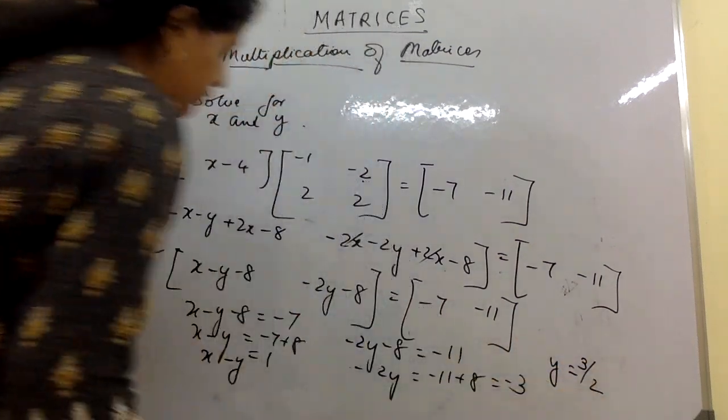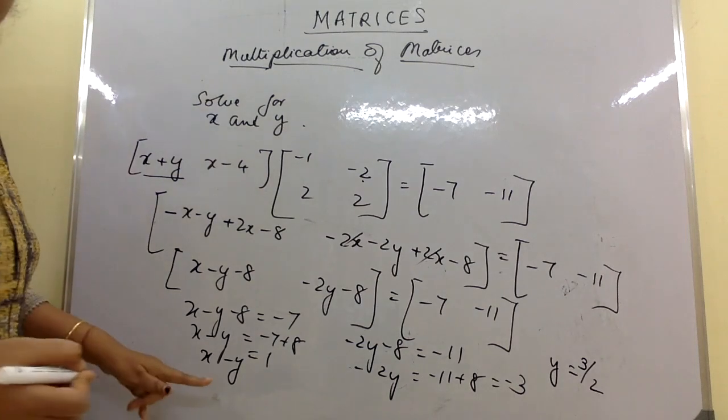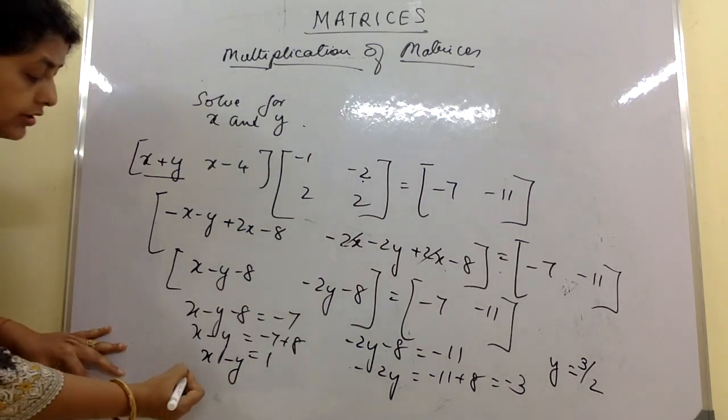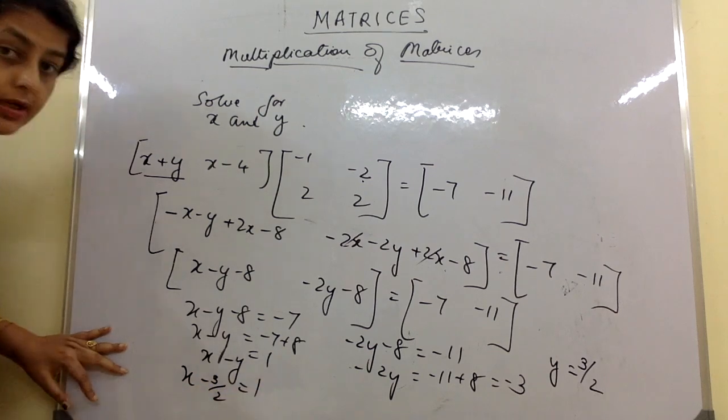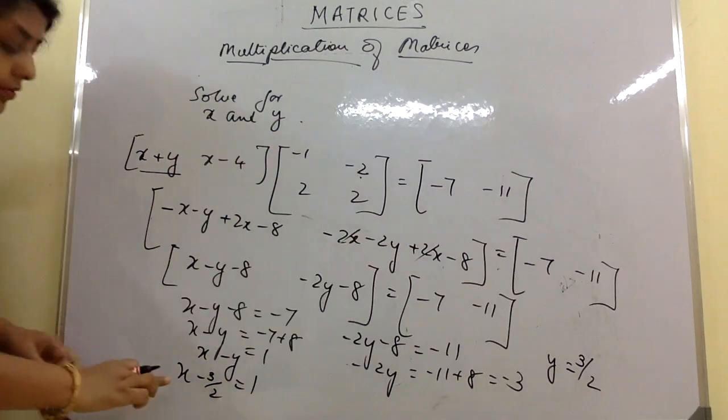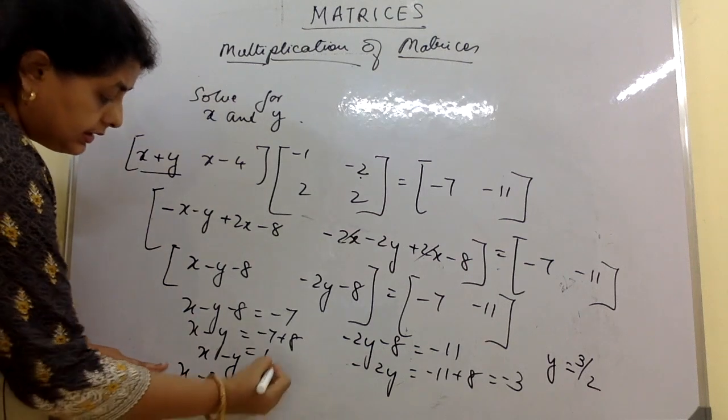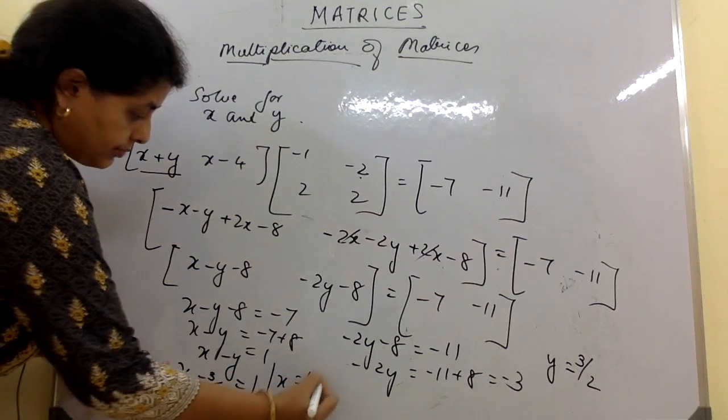Y becomes equal to plus 3 by 2. Now that plus 3 by 2 I am going to substitute here. So you all know how to do simultaneous linear equations. So that is equal to 1. Then if that is equal to 1, then x is equal to 1 plus 3 by 2.